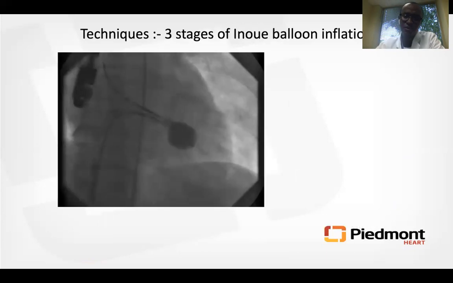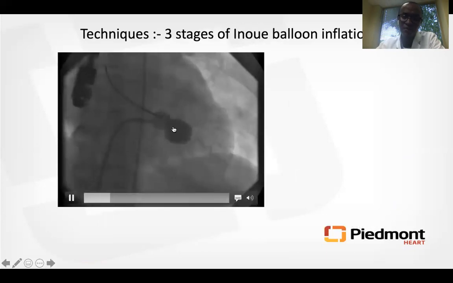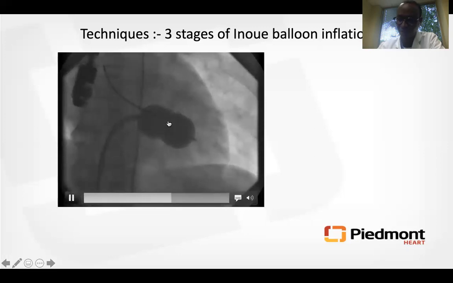This is just to demonstrate how the distal balloon inflates first, the proximal balloon inflates second, and then the middle part inflates third, and that is what performs the commissurotomy.